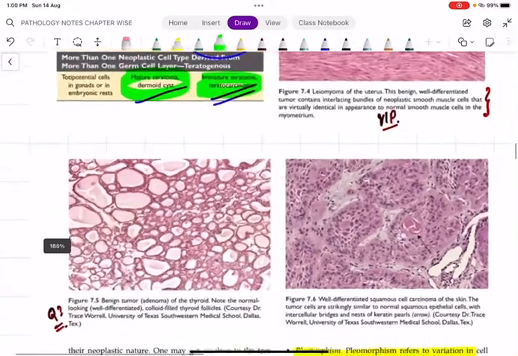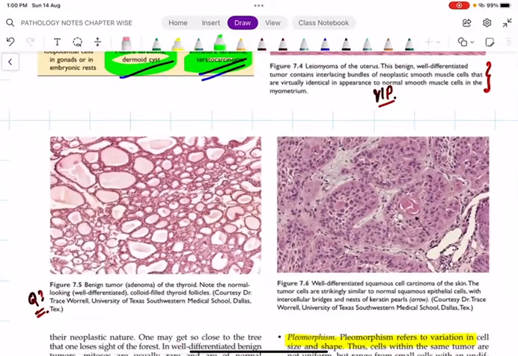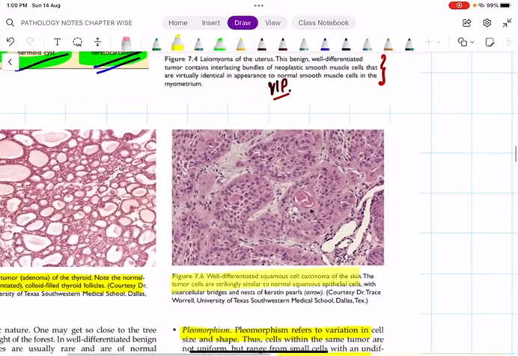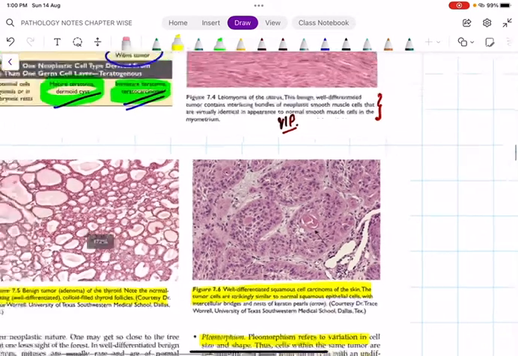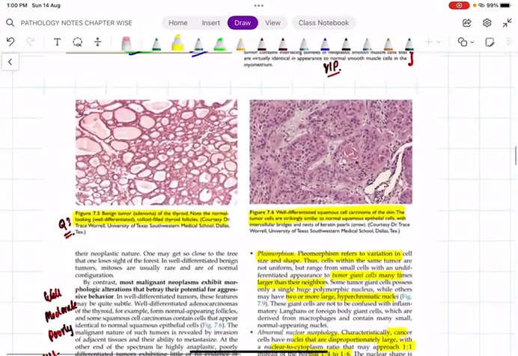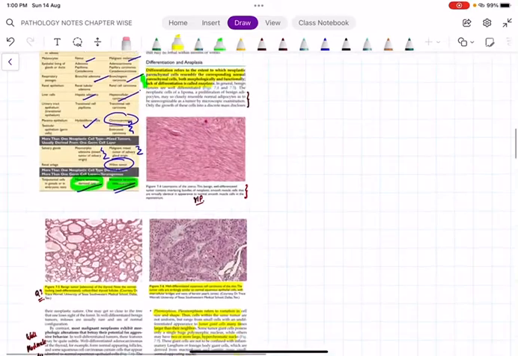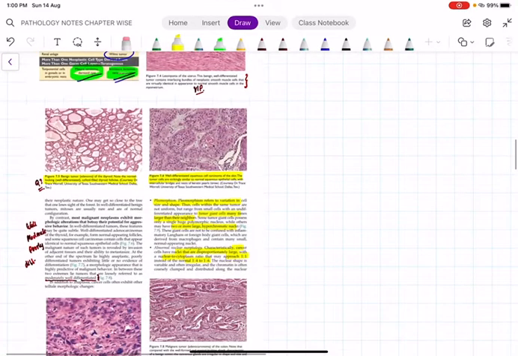You can see here, this is a benign tumor. This is a well differentiated benign tumor of the thyroid gland. Once you look, this is almost how the normal thyroid gland looks. This is a well differentiated squamous cell carcinoma of the skin. This is how normal skin histology looks. So all these are examples of well differentiated carcinomas.